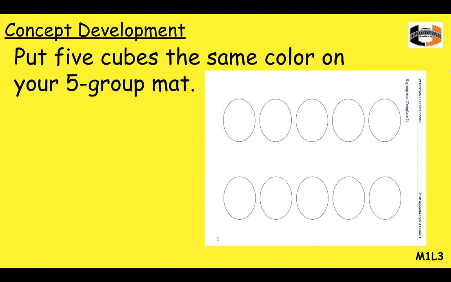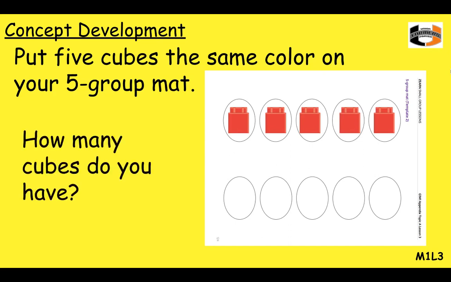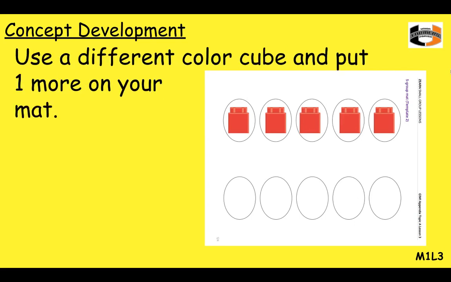This template is available in Google Classroom. You do not have to print it out, but just letting you know it's available. We're going to be working with linking cubes. I know that everyone does not have linking cubes at their house, but maybe you have some Legos. So we're going to put 5 cubes the same color on this 5 group mat. Okay. How many cubes do you have? 5. That's right. Now we're going to use a different color cube and put one more on your mat.